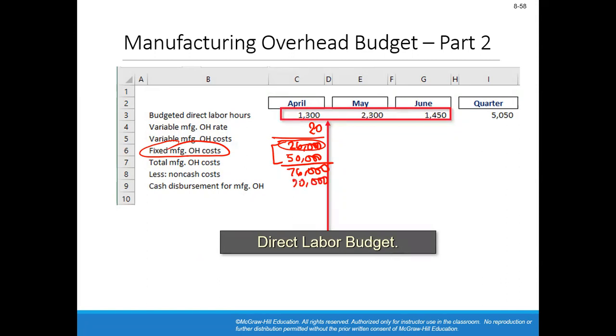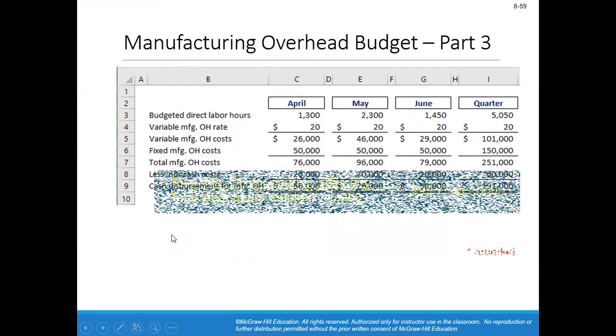We have to make cash outlay for how much? We have to make cash outlay for 56,000. So in this way, we can come up with some number for what? For the cash disbursement of manufacturing overhead, right? Have you got it? So in this way, we can work for each month, May, June, and we can come up with this number.